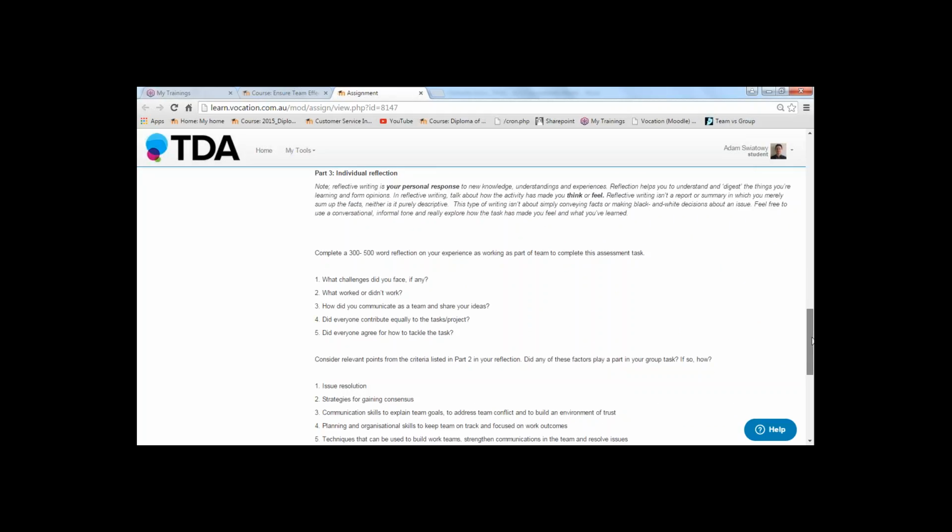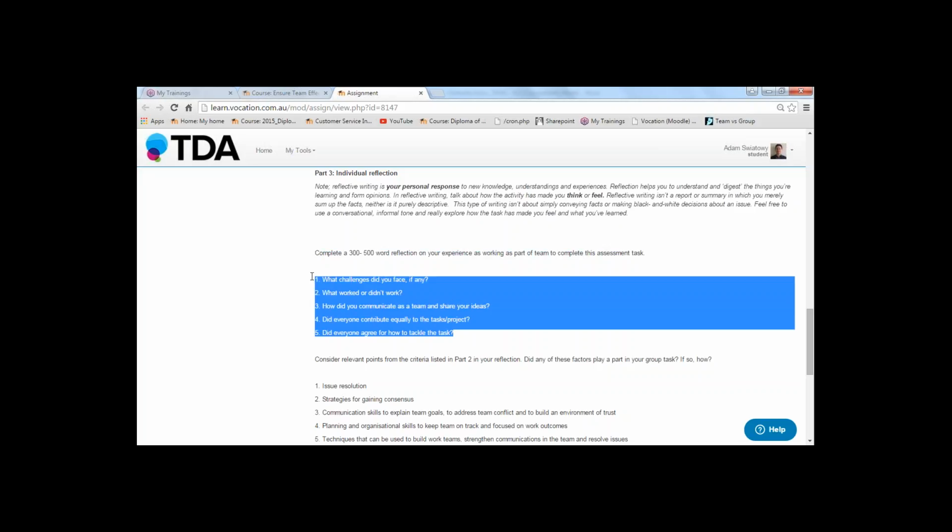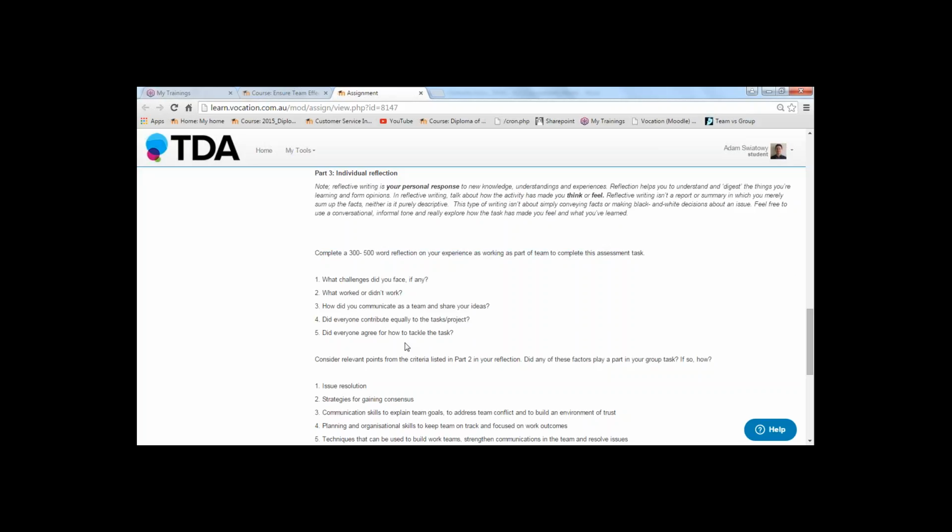And then the last part, once you've done that, is a 500-word reflection on basically these sorts of questions. What are the challenges you faced? What worked? What didn't work? How did you communicate as a team and share your ideas? Did everybody contribute equally to the task?